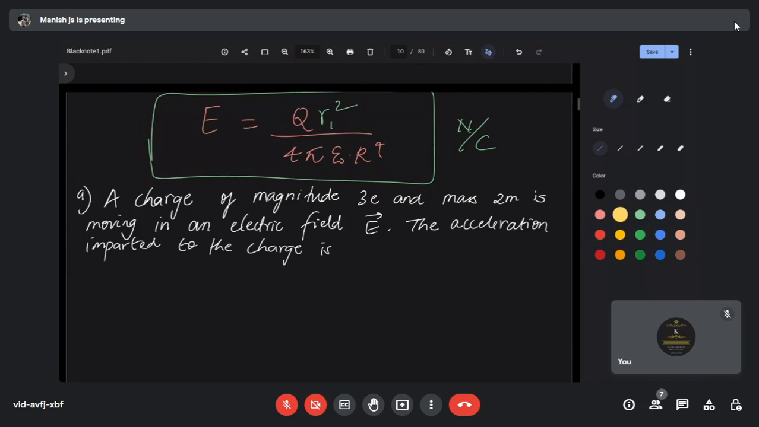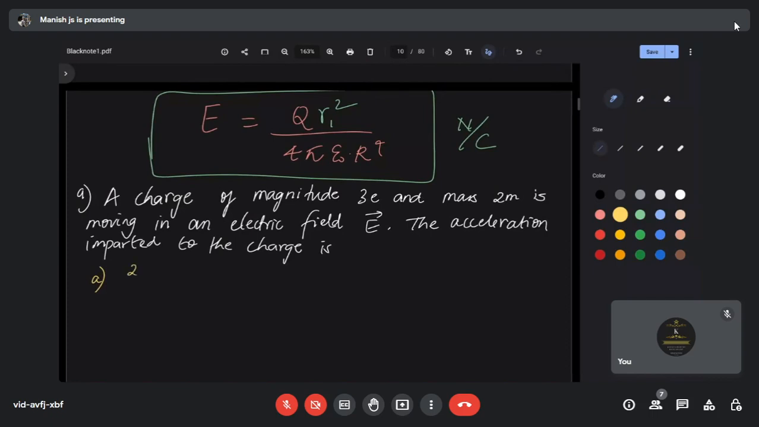So ஒரு charge இருக்கு, அதோட magnitude வந்து 3e and mass வந்து 2m கொடுத்திருக்காங்க. So it is moving in electric field E அப்படின்னு சொல்லியிருக்காங்க. So acceleration வந்து நம்ம கண்டுபிடிக்கணும். ஆப்ஷன்ஸ் கொடுத்துட்றேன். Option A 2 capital E small e upon 3m. Option B 3 capital E small e upon 2m. Option C 2m upon 3 capital E small e. Option D 3m upon 2 capital E small e.